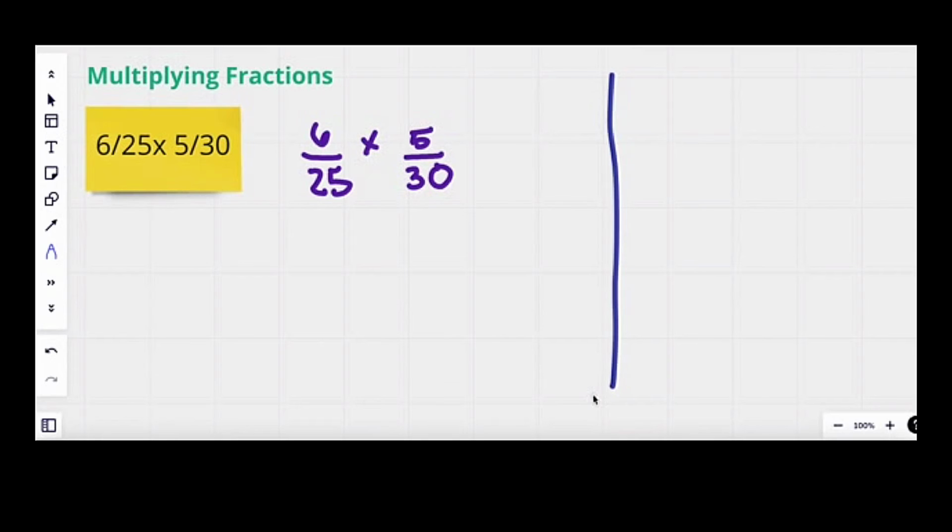Now, here we've got two larger fractions to multiply. We've got 6 over 25 times 5 over 30.